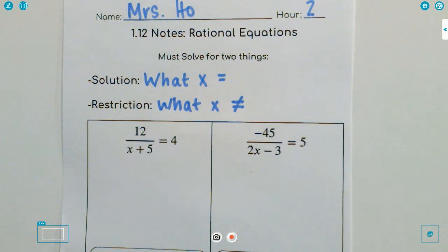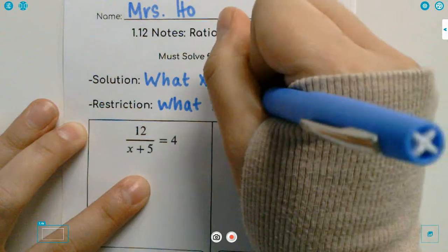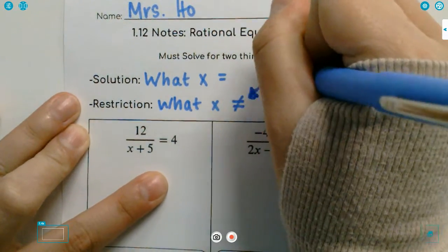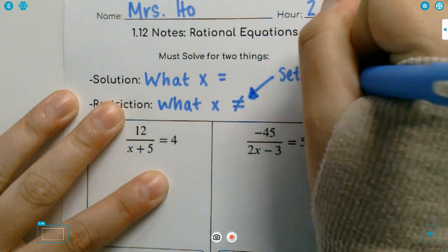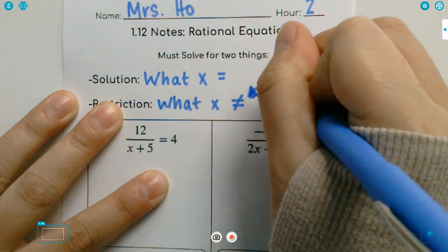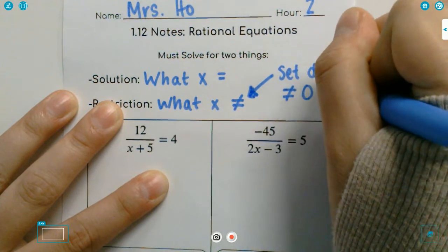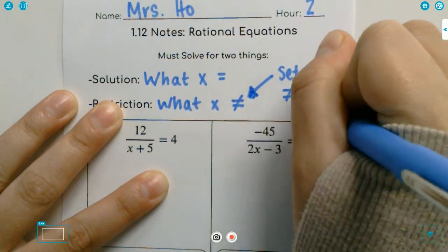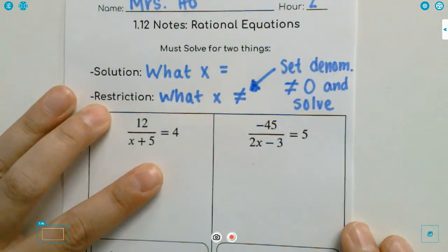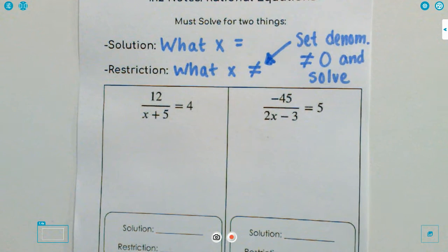How we solve for our restriction is we're going to take the bottom of our fraction. The bottom of our fraction is called the denominator. I'm going to put a little note to myself. We are always going to set the denominator of our fraction, I'm just going to abbreviate that DENOM, not equal to 0 and solve. So how we solve for our restriction is we're going to set the denominator of our fraction not equal to 0 and solve.